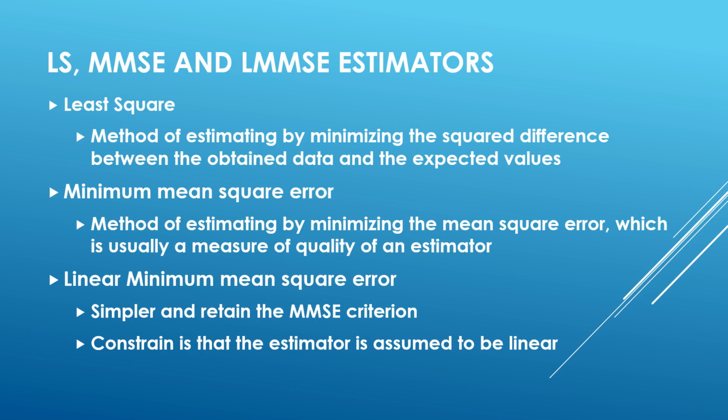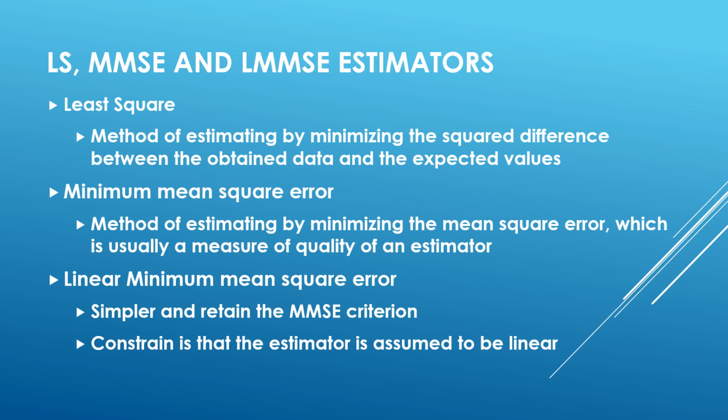LS, MMSE and LMMSE estimators. LS basically stands for least square. It is a method of estimating by minimizing the square difference between the obtained data and the expected values. MMSE stands for minimum mean square error.